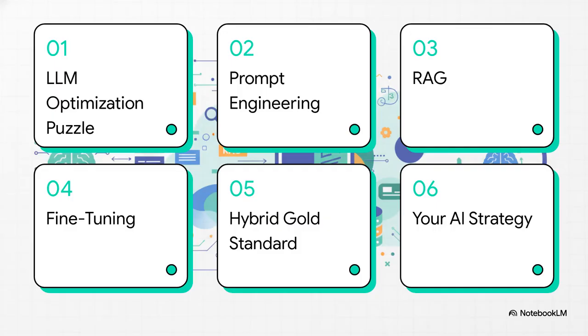So, here's how we're going to tackle it. First, we'll look at the big picture, the whole optimization puzzle. Then, we'll dive into prompt engineering for some quick wins. After that, we'll cover RAG, which is all about feeding the AI fresh facts. Then we'll get into the heavy-duty stuff, fine-tuning. And the best part? We'll see how they all come together to create a hybrid gold standard. And finally, we'll wrap up with what this all means for your AI strategy.